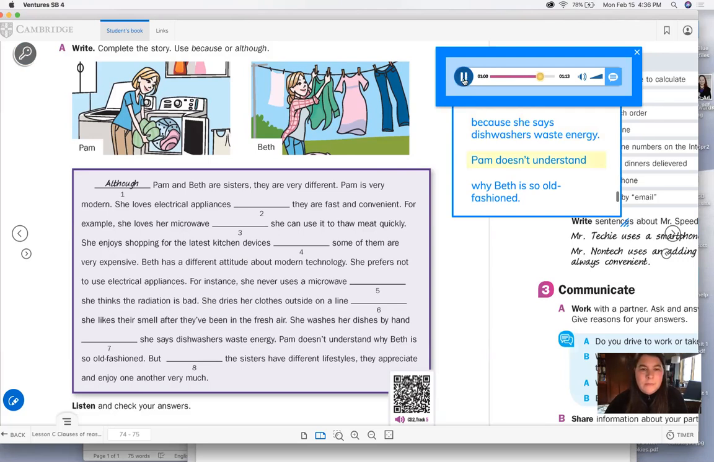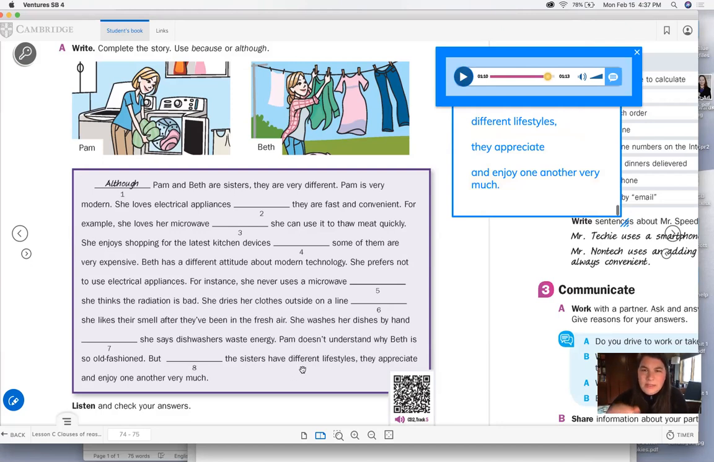Pam doesn't understand why Beth is so old-fashioned. But although the sisters have different lifestyles, they appreciate and enjoy one another very much. Okay, here we have although because they have different lifestyles. They're different people, but they like each other, right? So although they are different, they get along, or they're friends. They appreciate each other.